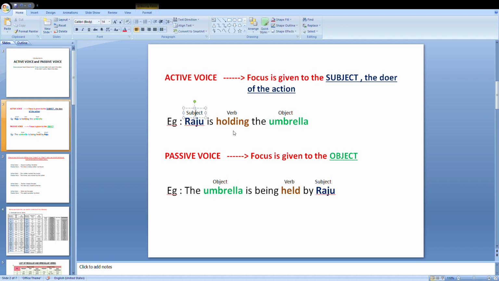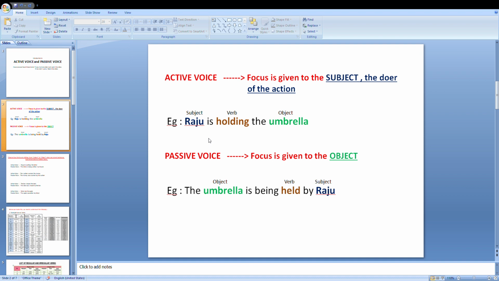What is the action that is happening? Holding. Raju is holding the umbrella. So umbrella is the object. Object is basically the part of the sentence on which the action is being performed. So in this particular sentence, since it's in the active voice, we are focusing on the subject. The focus is on Raju.